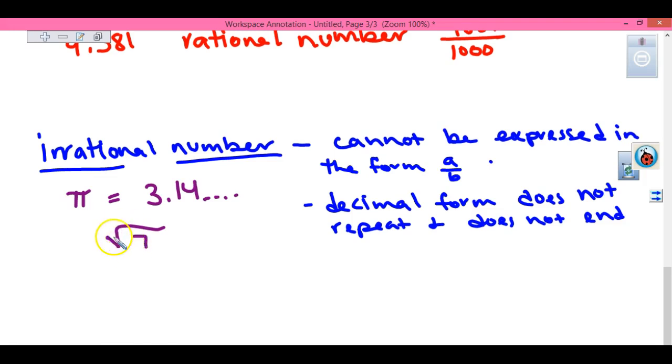Now, thinking about square roots, would the square root of 16 be rational or irrational? Rational. Square root of 16 would fall up here because it equals 4, so it would be a rational number. So an irrational number cannot be expressed in fraction form, and the decimal form does not repeat and does not end. So together the irrational and rational numbers form all the real numbers.